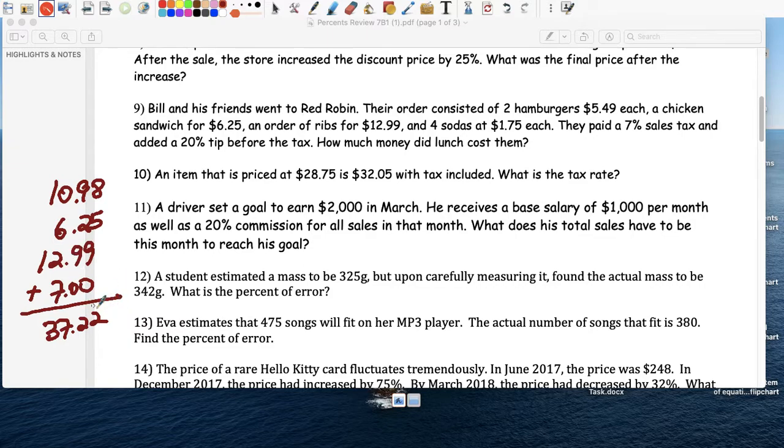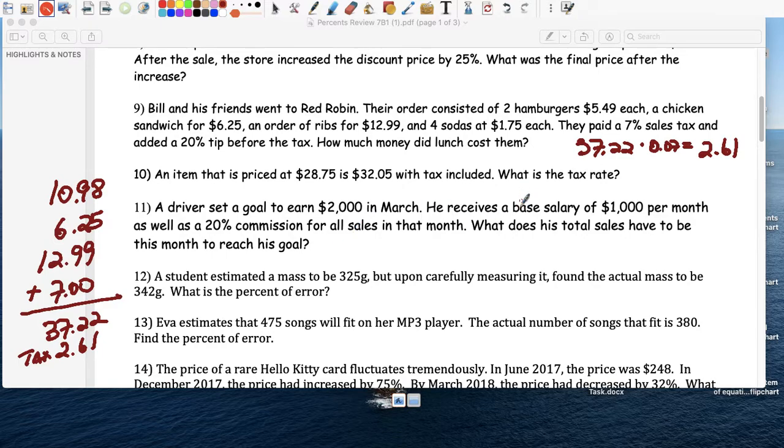Now, to that, we're going to pay 7% tax. So this one we can't do the quick way. We're going to multiply by 0.07. Let's find out what the tax is. 37.22 times 0.07, so our tax is $2.61 rounded. So I'm going to put it over here, $2.61. So that's the tax.